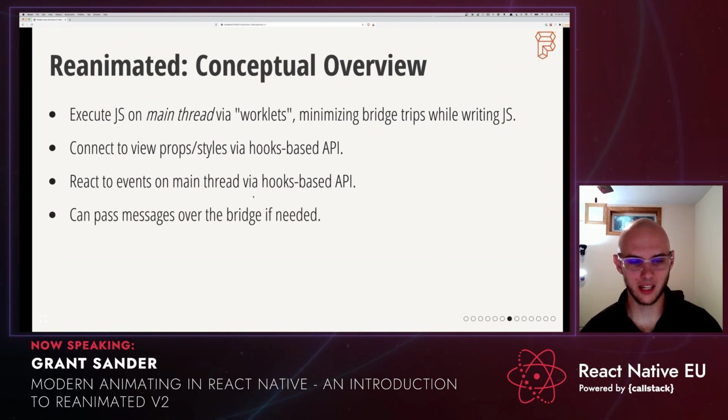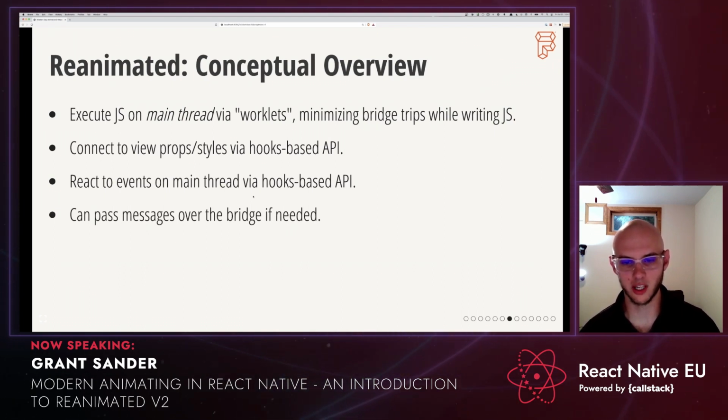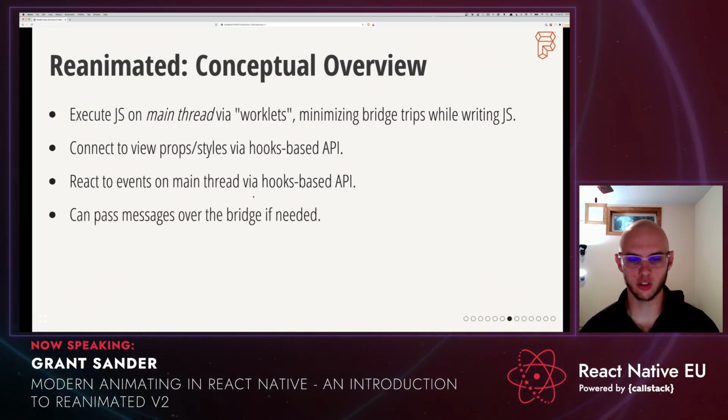And we can actually pass messages over the bridge if we need to. So if we have some logic executing on the native thread, and we need to call back into the JavaScript thread to maybe call a React method or something like that, we can do that. We can pass messages back and forth if we need to, even though that involves crossing over the bridge, which we try to minimize. But sometimes you can't avoid it, and it offers tools to easily do that.